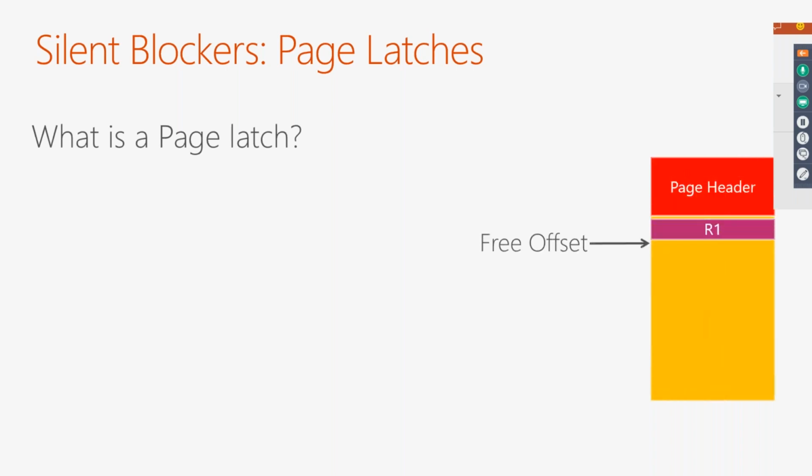And why do we need it? Imagine this. You have a page, right? I'm showing you in red the page header, and there's a row which is shown in brown color. And there's a free offset here. Now imagine I want to insert another row on this page. Okay, I want to insert R2. So I need to figure out where to insert. Obviously, I cannot insert the row on top of R1. I have to start the row R2 from where R1 has finished, right? So I'm going to insert the row R2 after R1, right?